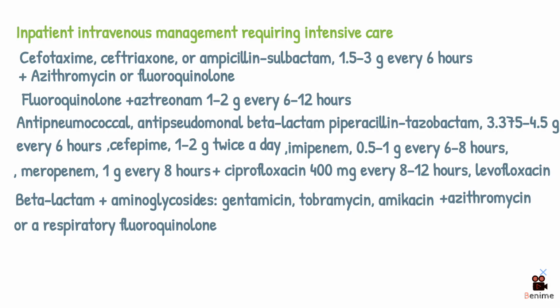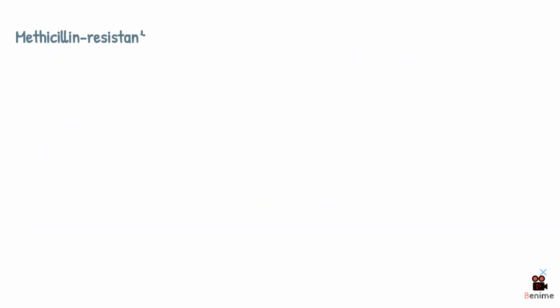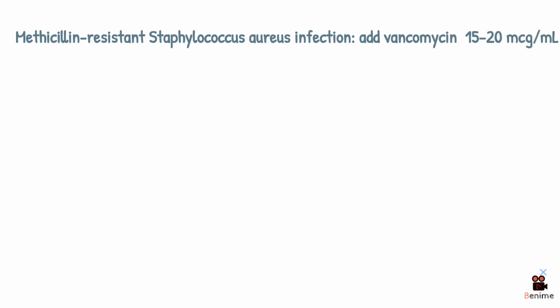Our options are vancomycin. We dose this based on kidney function and we aim for a trough level, the lowest level of drug in the blood before the next dose, of 15 to 20 mcg per milliliter. This is a very narrow window. Linezolid, 600 milligrams twice a day.